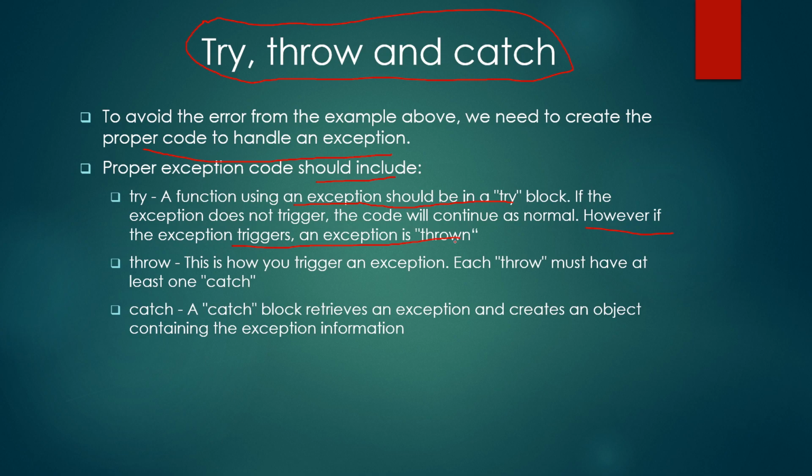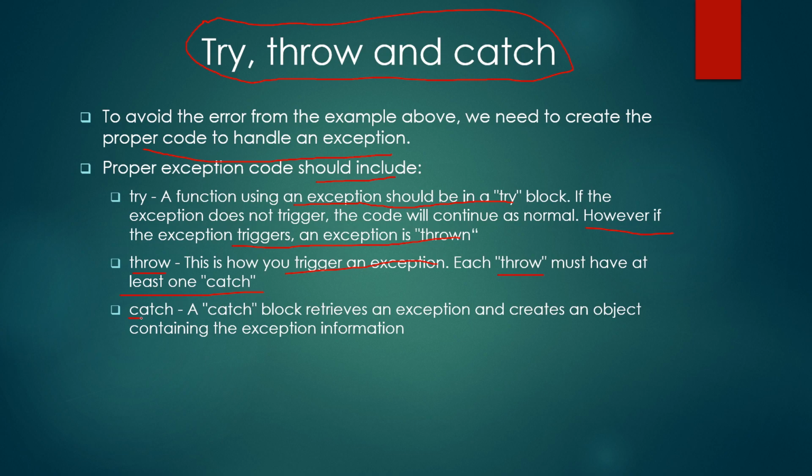My second step is how to throw that exception. Use the keyword throw. This is how you trigger an exception. Each throw must have at least one catch. So if you are throwing two exceptions, you should have two catch blocks, because one catch block is used to catch one exception. So they both are dependent on each other.